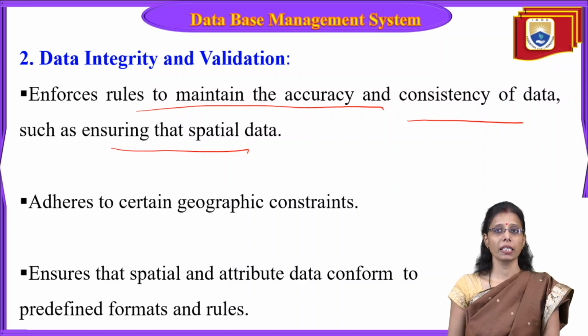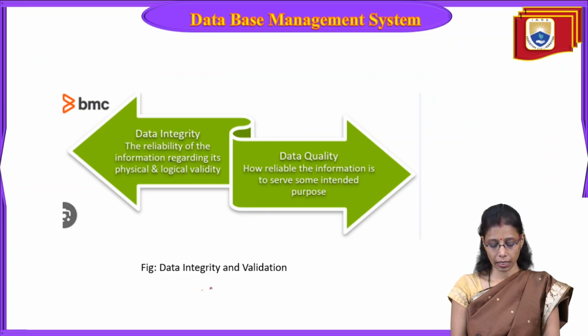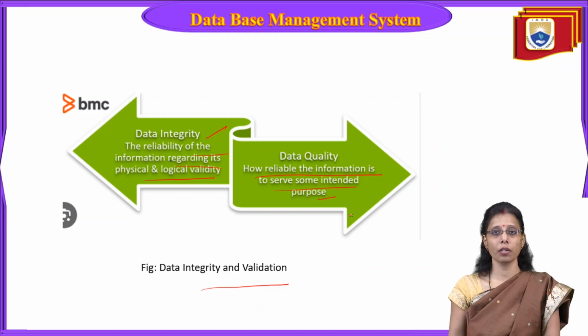So accuracy and consistency of the data will be maintained, and it will assure the spatial data adheres to certain geographic constraints. It ensures that spatial and attribute data conform to predefined formats and rules. Basically, data integrity is the reliability of the information regarding physical and logical validity, and data quality is how reliable the information is to serve some intended purpose. The DBMS helps us with data quality and integrity in GIS.